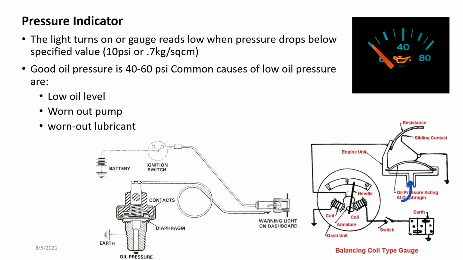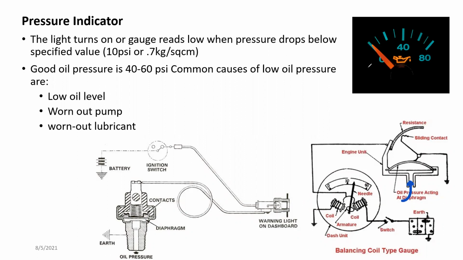The whole system is energized, and there's a voltage divider circuit. So this is actually working as a voltage divider circuit. This change of resistance between these two coils ends up causing different magnetic levels, which move the needle based on the movement of this pressure-acting diaphragm itself. So this is how the gauge works.